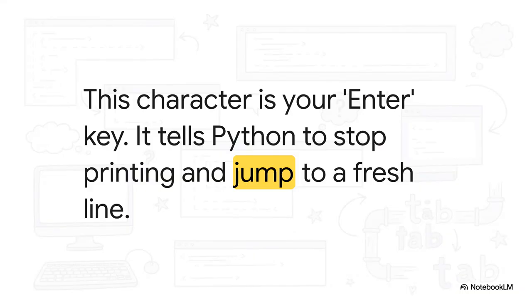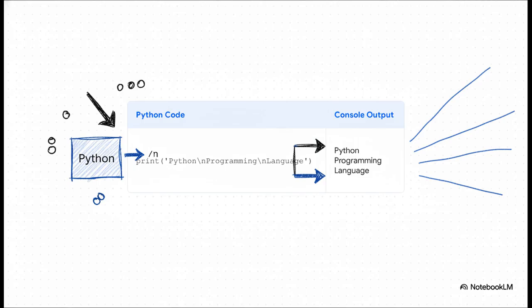All right, now for our second tool. Meet the newline character, \n. And if you think of \t as the tab key, well, \n is your enter key. It's a command that literally tells Python, hey, stop what you're doing on this line and jump down to the start of a brand new one. Super useful.